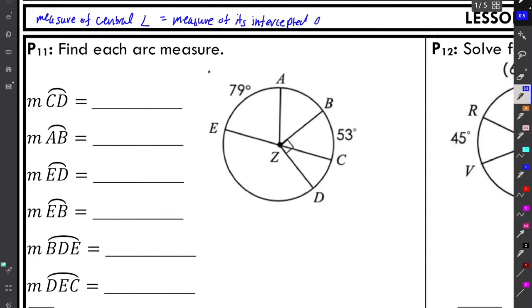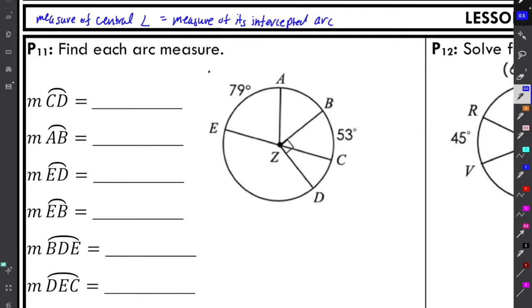And what I mean by that is just the measure of the arc that is formed by the two endpoints of the angle. So between it, pretty much on the arc that is on the inside of the angle. Like if you have a slice of pizza, the crust would be that arc. For instance, this angle right here, AZB, the arc is AB between those two right there. That's the crust of the pizza.